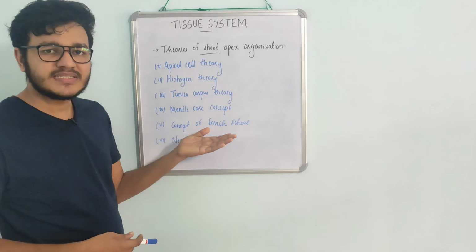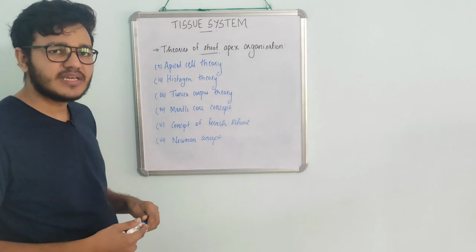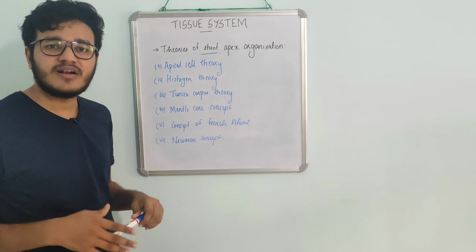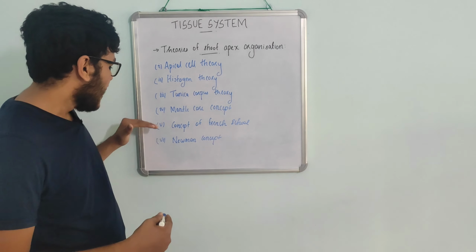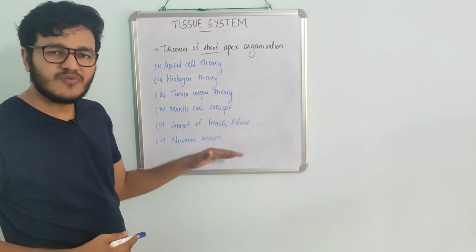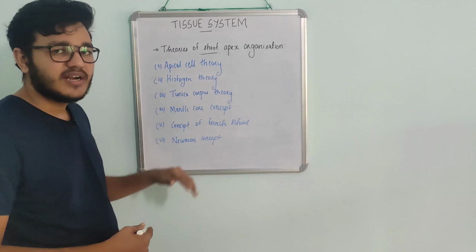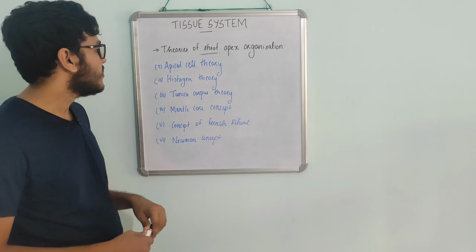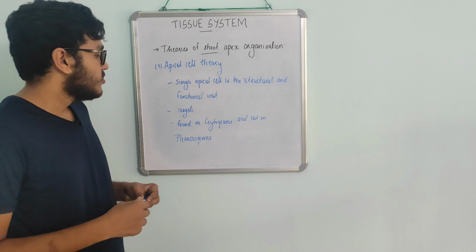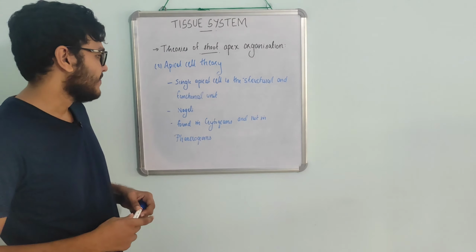Then comes the mantle core concept, which is actually a modification of the Tunica corpus theory. The name is different because different scientists put it forward. And the 5th one is the concept of the French school, which is a really old one, and the Newman concept. So let's first focus on the apical cell theory. The first one, that is the apical cell theory.